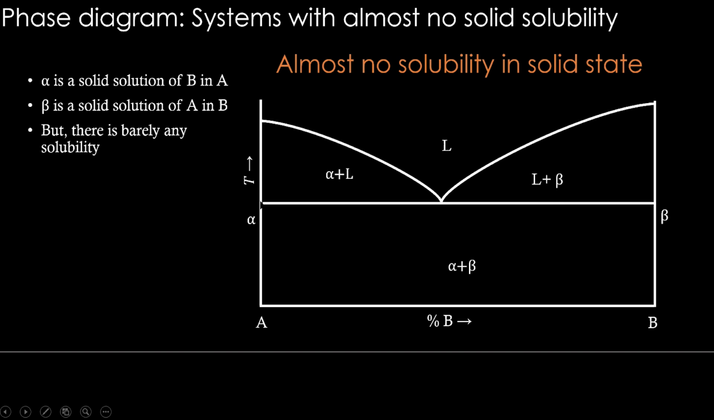This kind of system is also possible, and the signature of the eutectic reaction is still there, but on the left hand side and right hand side, it's not like a V or something, it's like a straight line because barely there is any solubility for this phase.